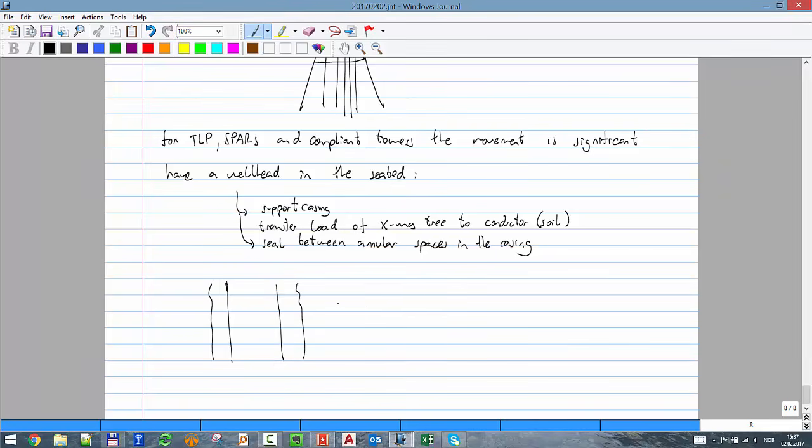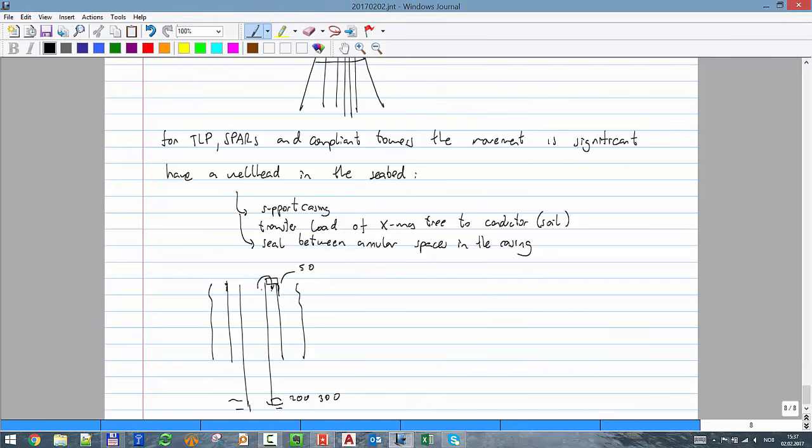Then I put another casing inside. This one, for example, will be in contact with the formation, so it has to withstand, let's say, 200 bar or 300 bar of pressure, while this one can only withstand, let's say, 50 bar. So if by any chance the pressure that you have inside goes into this annular space, this casing is subjected to that pressure and it's going to explode, it's just not going to resist. So the wellhead creates a seal between those two areas.